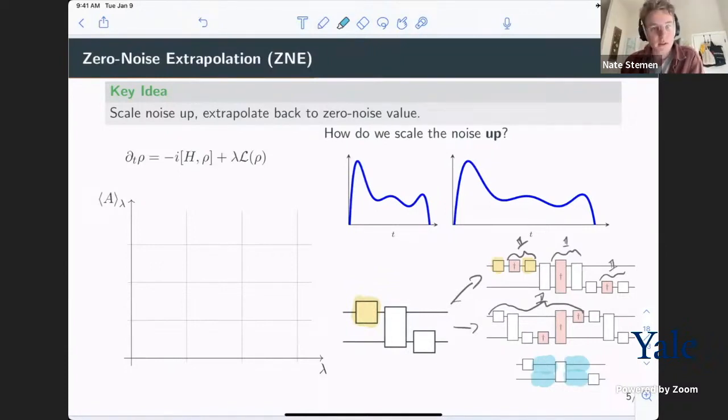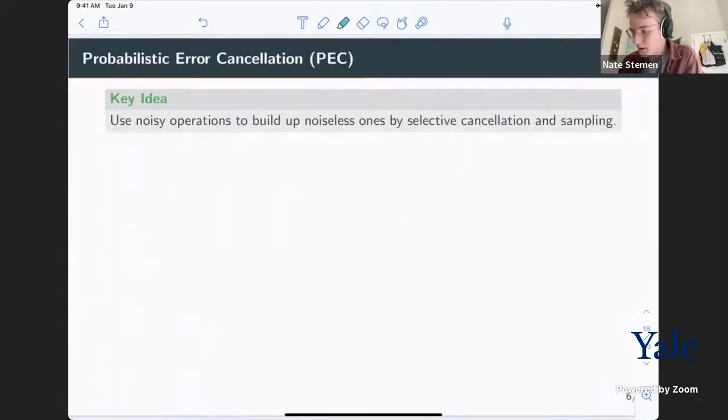And those are ones that are all accessible to people who have gate level access to quantum computers, which is really good because that's the thing that most of us have access to. So like I said, I'll give a demo of what zero noise extrapolation looks like, but let me just introduce probabilistic error cancellation first, and then we can jump into that.